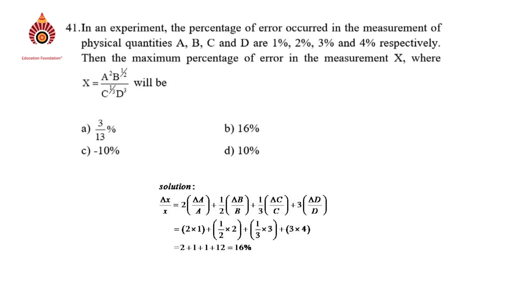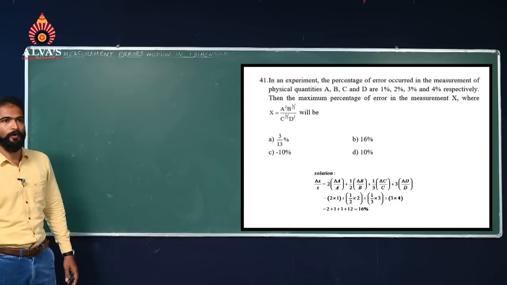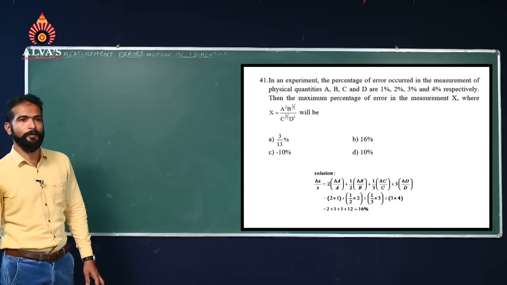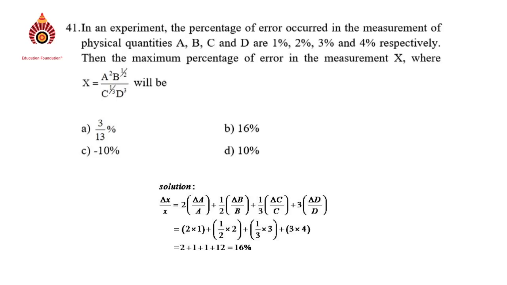Next. In an experiment, the percentage errors in the measurement of physical quantities A, B, C, and D are 1%, 2%, 3%, and 4% respectively. Then the maximum percentage error in the measurement of x, where x is given as A squared, B to the power half, C to the power 1/3, and D to the power 3, will be. Already I told you in question number 4, use the same formula of product rule, quotient rule, and power rule. The solution is already displayed. The right choice will be option B.